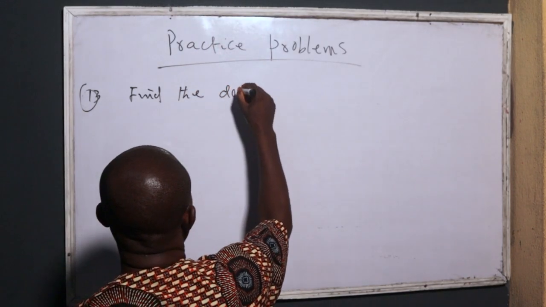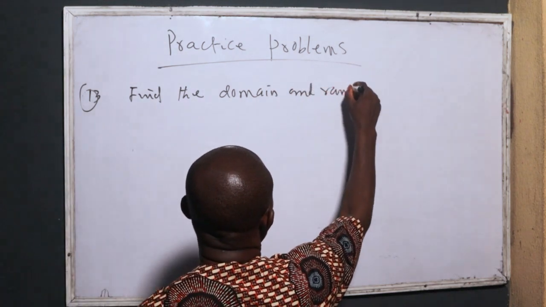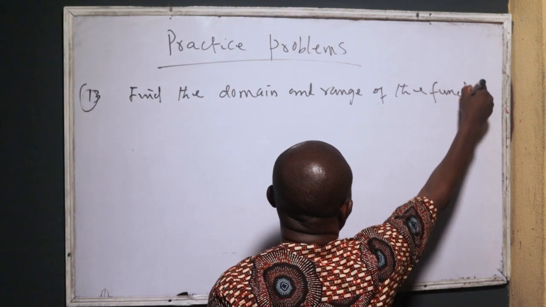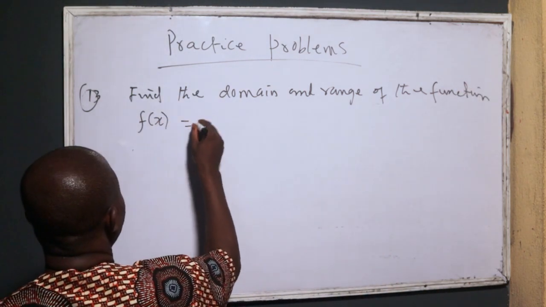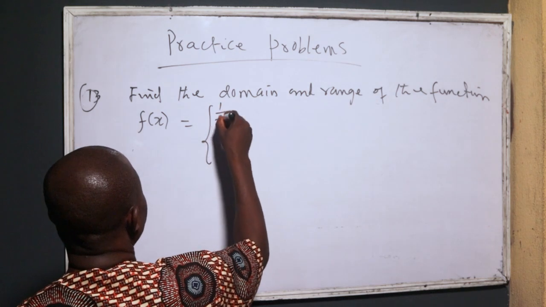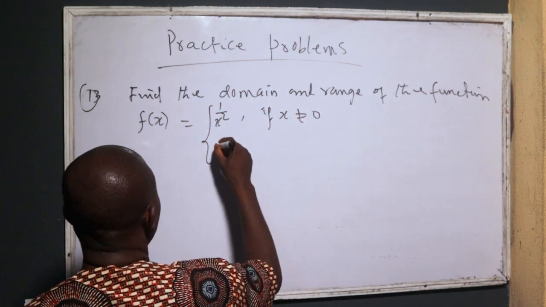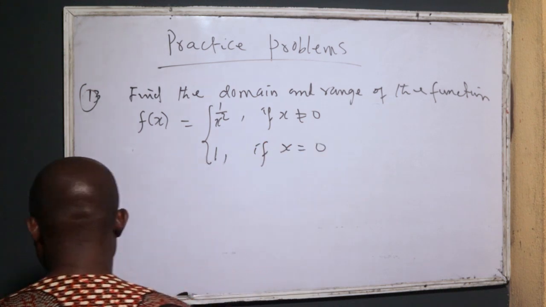Domain and range of the function f of x is 1 over x squared if x is not 0, and it is 1 if x is equal to 0.